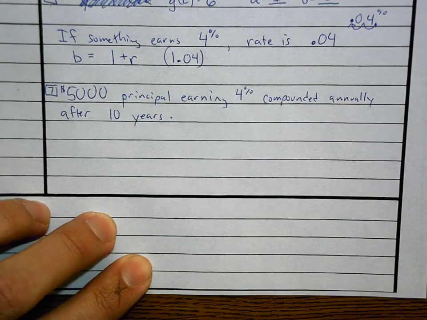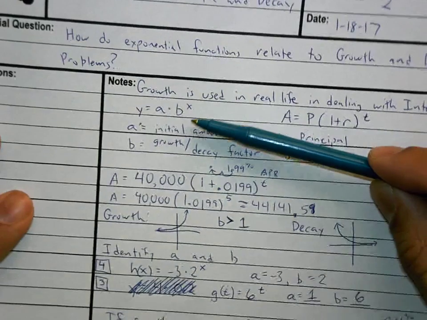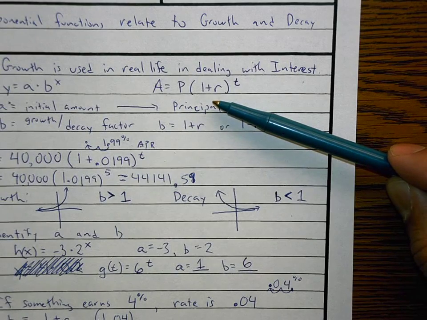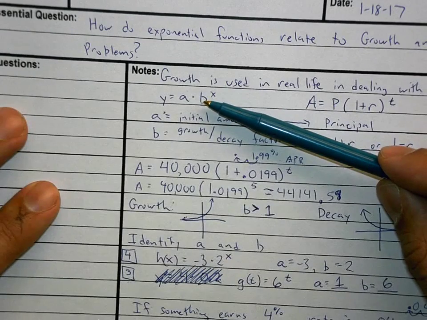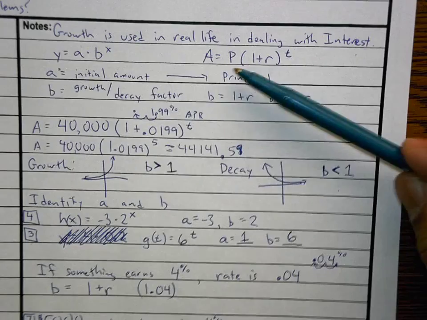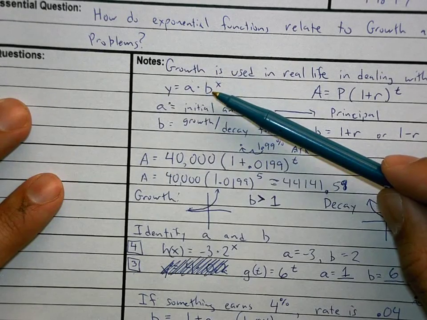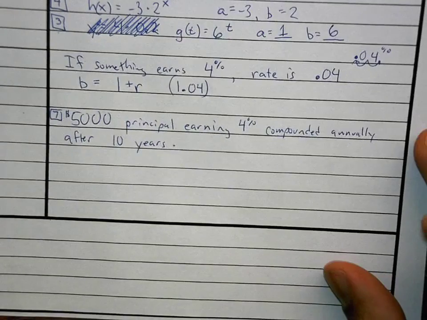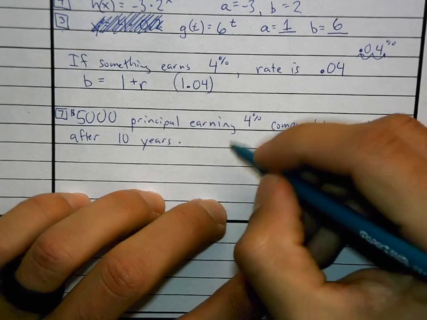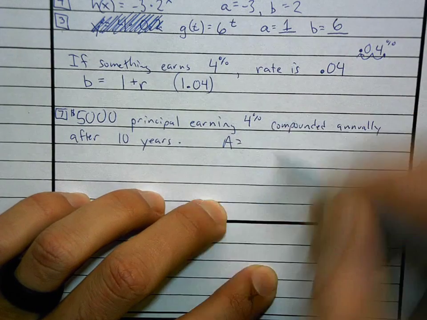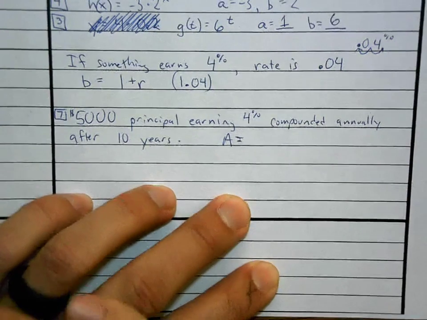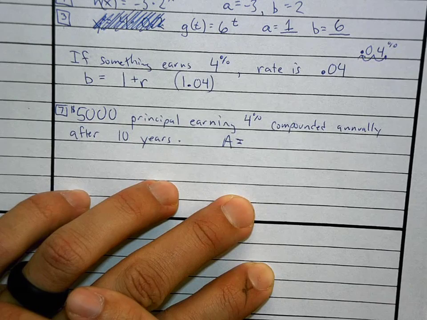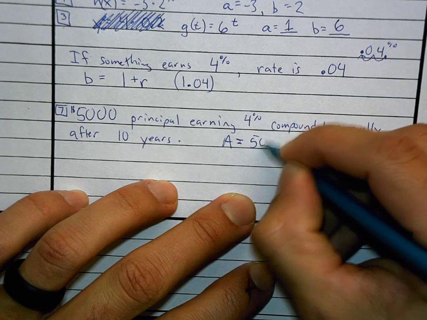Okay. $5,000 principal earning 4% compounded annually after 10 years. What you're going to do is you can use either this formula or you can use this formula. It doesn't matter. They're the same thing. A is your initial amount. P is the principal. B is what your growth factor is. The B is the same thing as 1 plus R. So it doesn't matter. Here's what we're going to put. We're going to put down that our amount is, after 10 years, what's our principal? Times?